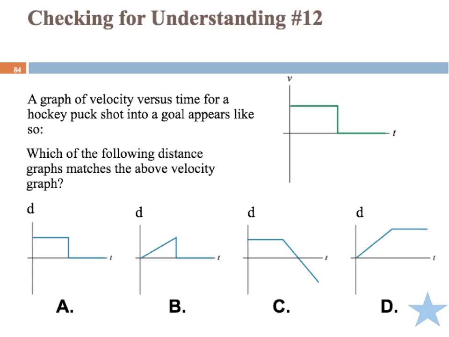Here we are with a velocity time graph for a hockey puck. So which of the following distance graphs match this? Sorry. So we have a positive constant velocity and then it stops. So we'd have to show something where it's moving forward at a positive velocity and then it stands still. So D is the correct answer there.